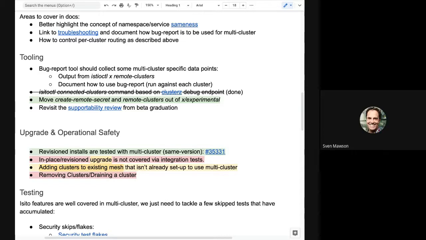Yeah, I think there's basically three features, right? There's this core multi-cluster, and then there's this primary remote feature, and then there's the multi-network feature. And those are three separate features that will all be promoted separately. And also, the remote is kind of the same thing as external Istio. So external and remote are the same thing. Yeah. Yep.